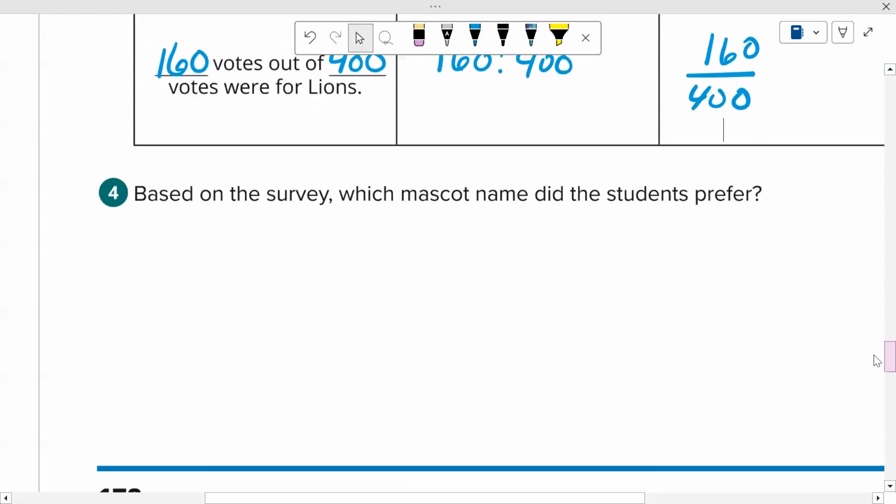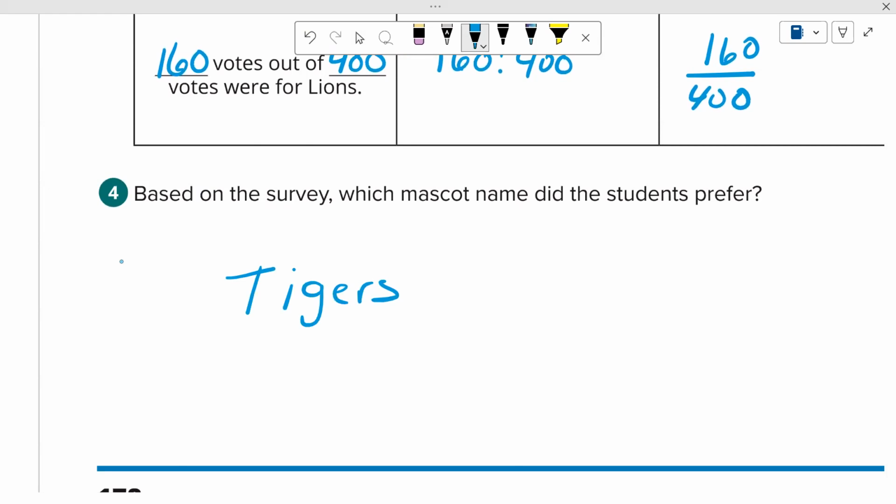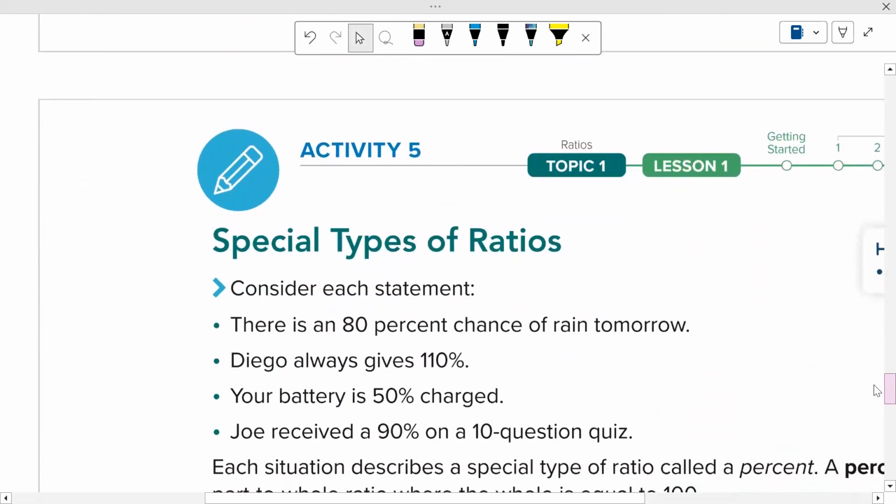Well, I think based on the survey, which mascot name did the students prefer? And I think we can all agree it was tigers, which I am the tiger math teacher. Woo. All right, activity 5.